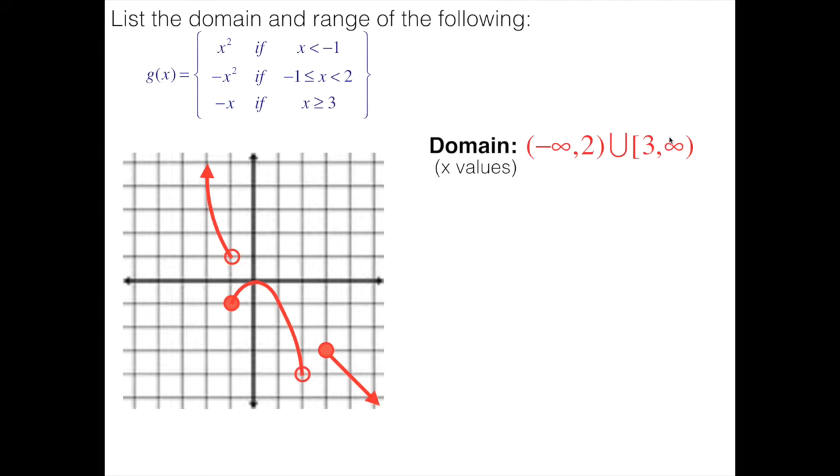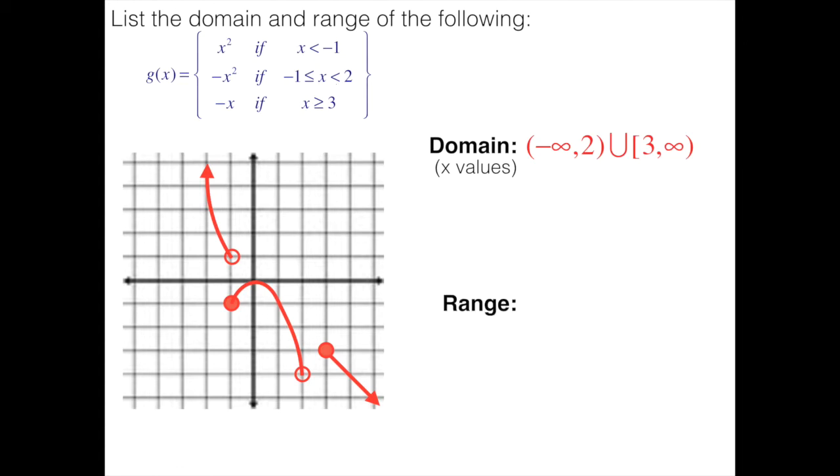So this is your domain on this one. And again, open parentheses indicates that it is not included in the data set. Close parentheses indicates that it is included in the data set. We can look up here: x is greater than or equal to 3. So this one is included, whereas 2 is not.